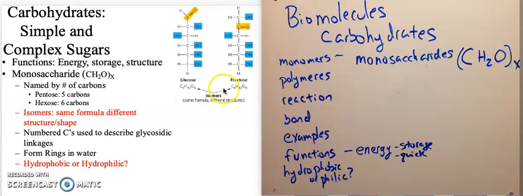So both glucose and fructose have the same chemical formula. They're both C6H12O6. But the position of different functional groups in the molecules make them perceived slightly differently in the body. So on glucose, the carbonyl group is terminal, whereas in fructose, it's branched off of this second carbon. So molecules that have the same chemical formula but have different shapes are called isomers.